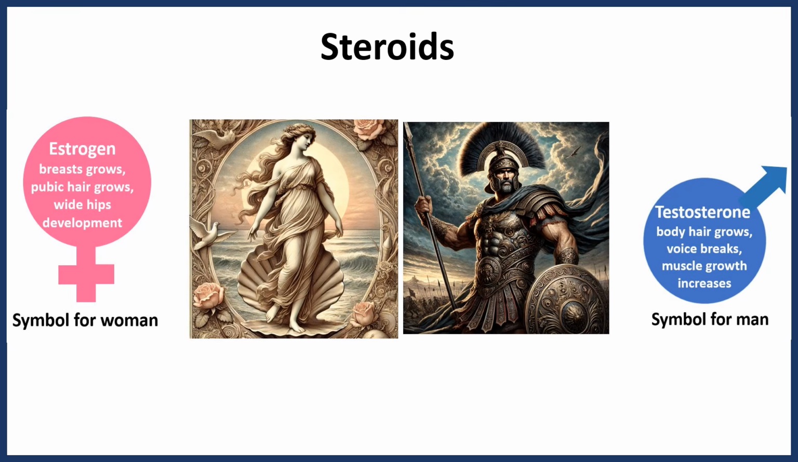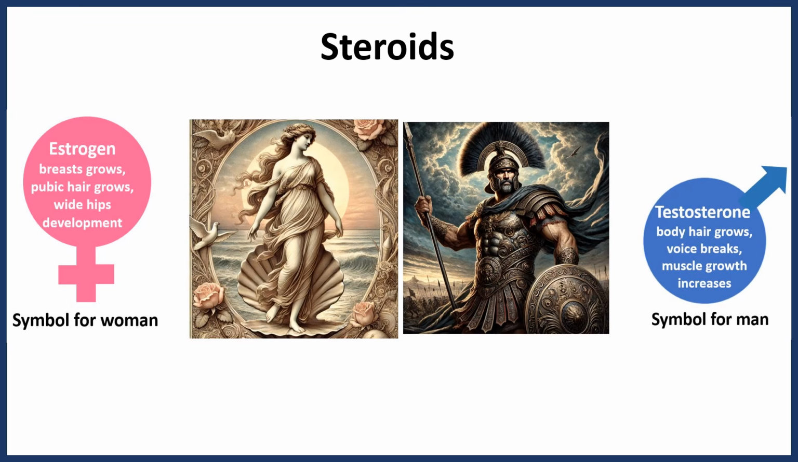During puberty, increased estrogen levels in females lead to breast development, the growth of pubic hair, and the widening of hips. In males, elevated testosterone levels result in the growth of body hair, a deepening of the voice, and muscle development. The symbol for men is typically represented by a circle with an arrow pointing outward from the top right, which is associated with the male gender.